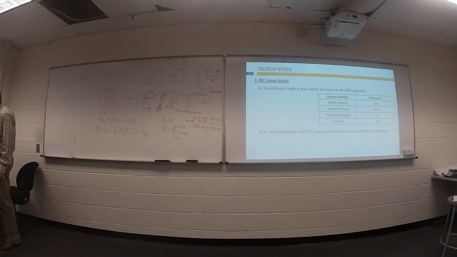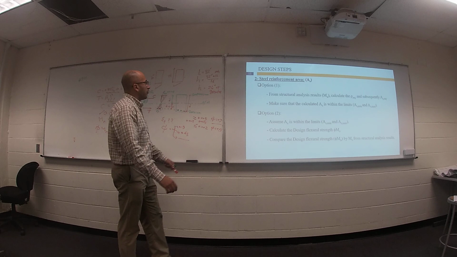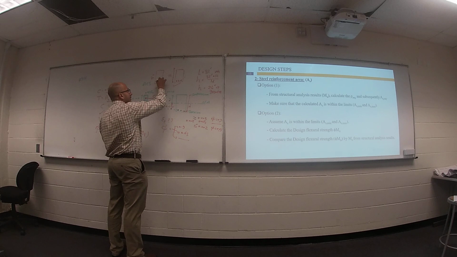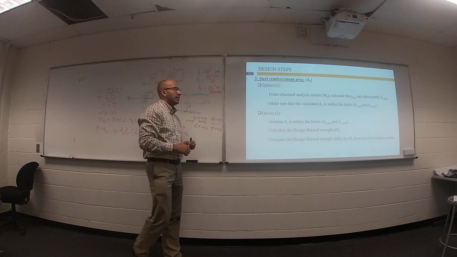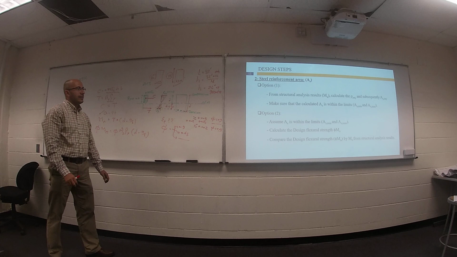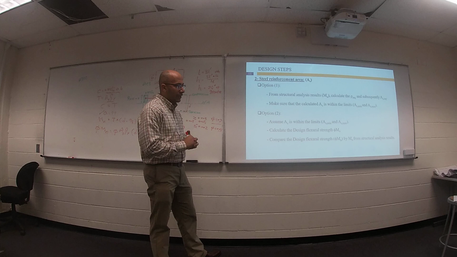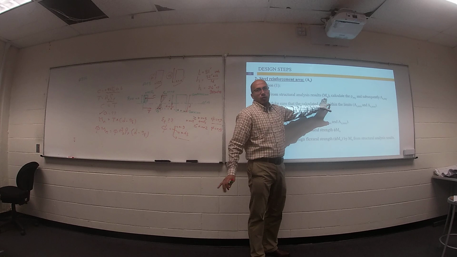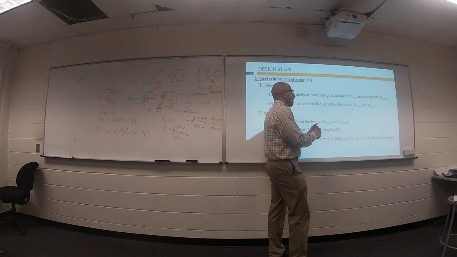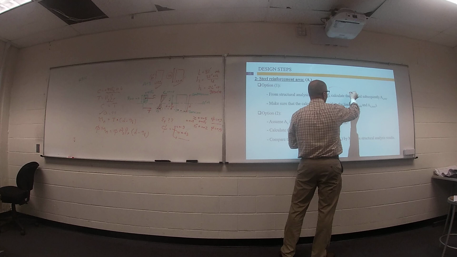Next step, what about steel reinforcement in your cross section? How much steel reinforcement do you need in your assumed cross section? Actually, we have two options. First option, from structural analysis, from RISA, after exam number one we will talk about another software called RISA Floor, you can get your ultimate moment. What is the moment in your building? From this moment, I can figure out the value of Rn, and then the value of rho required.